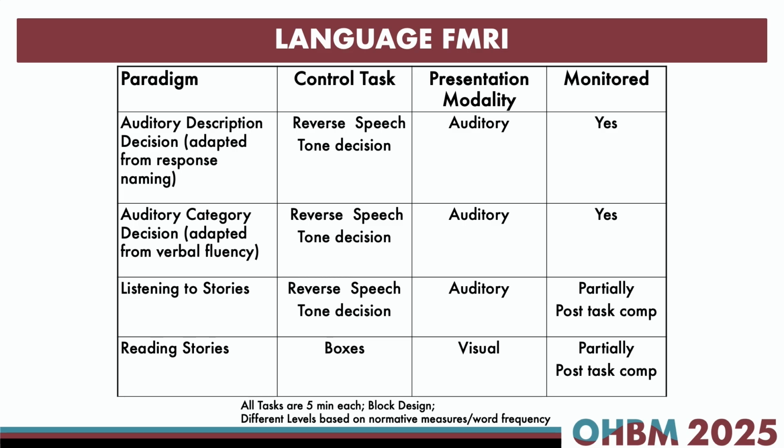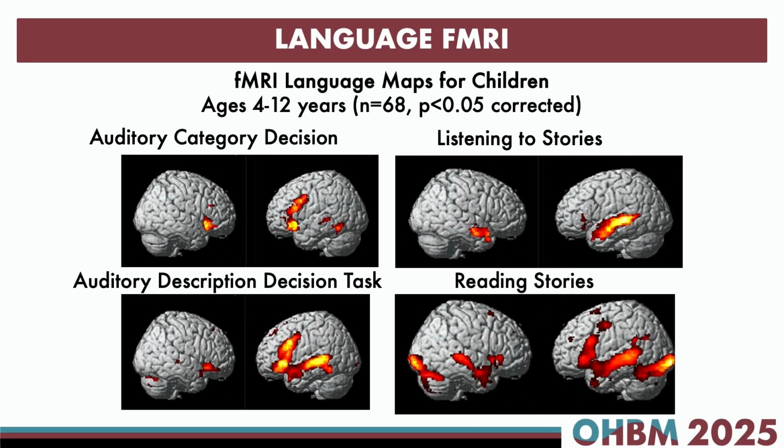And then the control task is actually just the forward speech in reverse with tone decision. So they're pushing buttons in both the actual active condition and the control condition. It's all auditory and it's monitored. All of our tasks are 5 minutes each. They're all block design, and we have various levels depending on their ability.